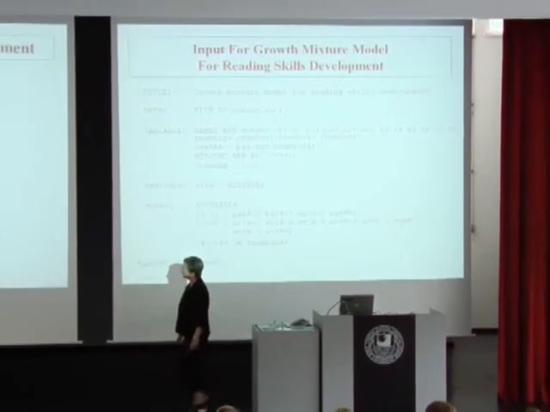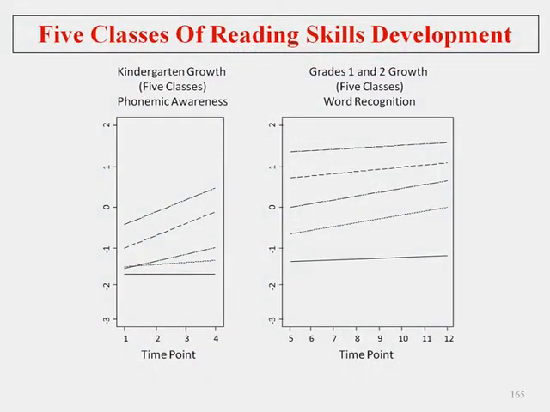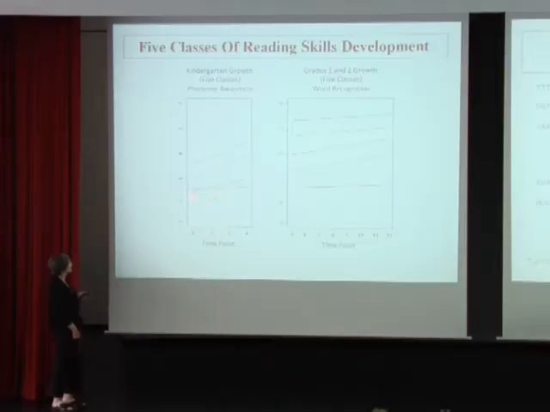Now, what came out of this were the following trajectories that we see here. So here's kindergarten growth. We have 5 classes. This is for phonemic awareness, and 5 classes for grades 1 and 2 of word recognition. So down here you see we have this very low class. The solid line is representative of the solid line over here. So they mean the same. So these are the students that we're interested in. They start low at the end of kindergarten. Nothing's really happened. They go into first grade, and they just sit there.